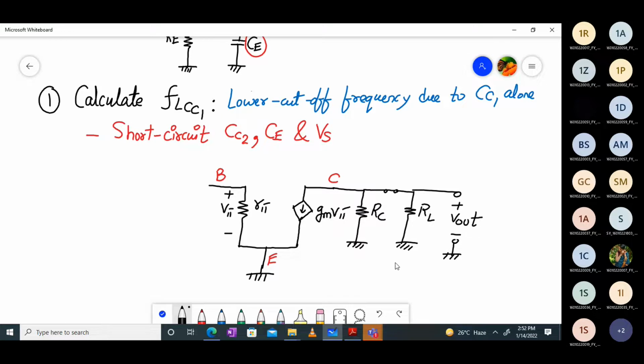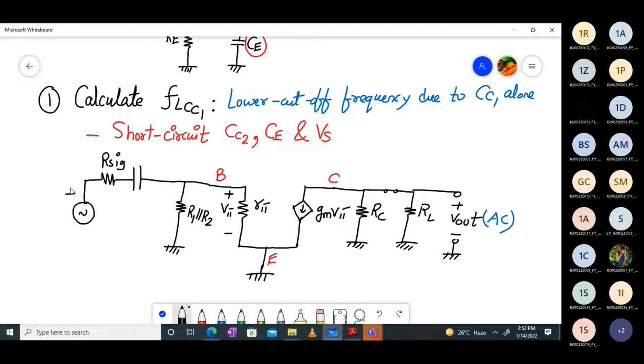So V out is over here, right? Remember, output is an AC quantity. And at the base side, what do we have? We have a resistor R sig. Then we have a capacitor. Correct? We have this capacitor, and then it is connected to R1 and R2 in parallel. So this is my R1 parallel to R2, and then I have a voltage source. This is my AC voltage source Vs. So this is again an AC quantity.